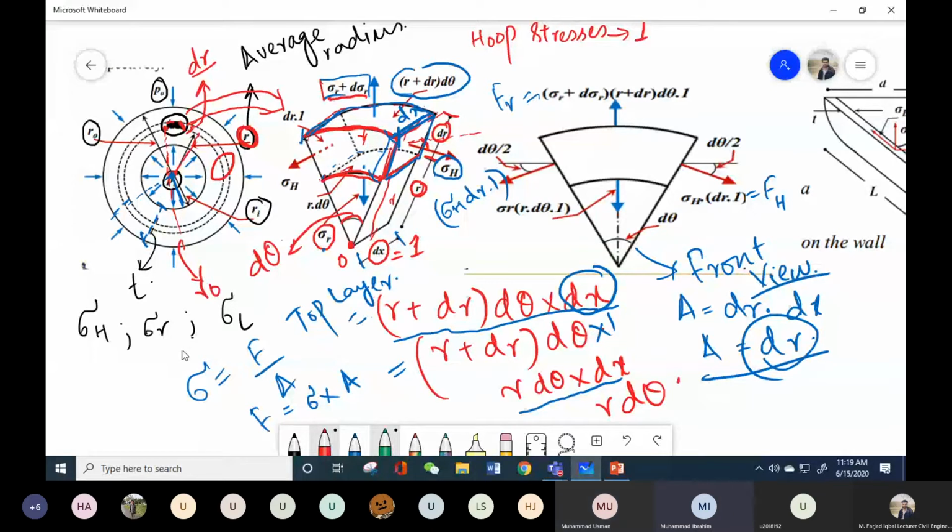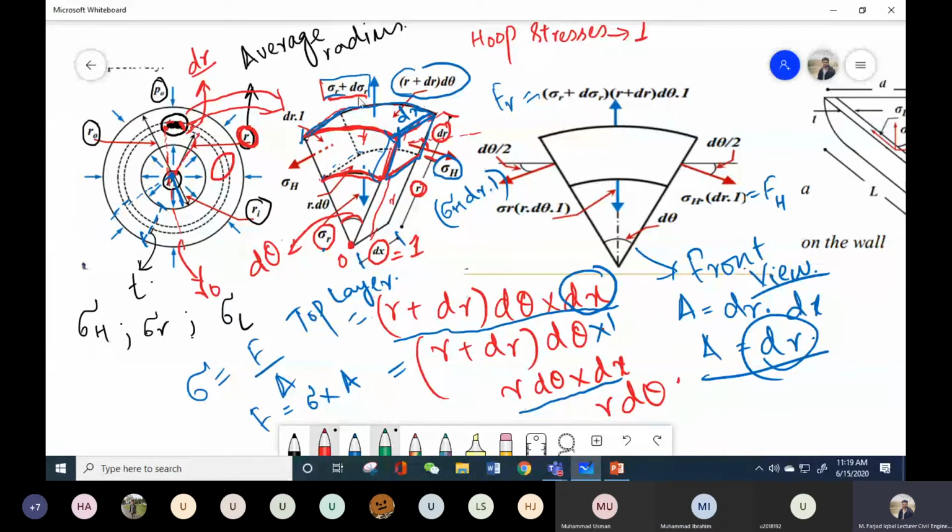Sir, can you please once again explain the calculations you did using the front view? I cannot hear you properly. Can you speak again? Sir, the calculations that we did with the help of the front view, once again. Front view. Okay. So I am simply showing the front view of this figure.